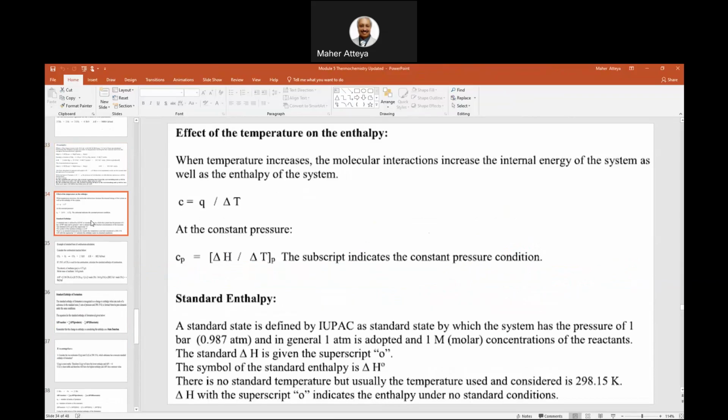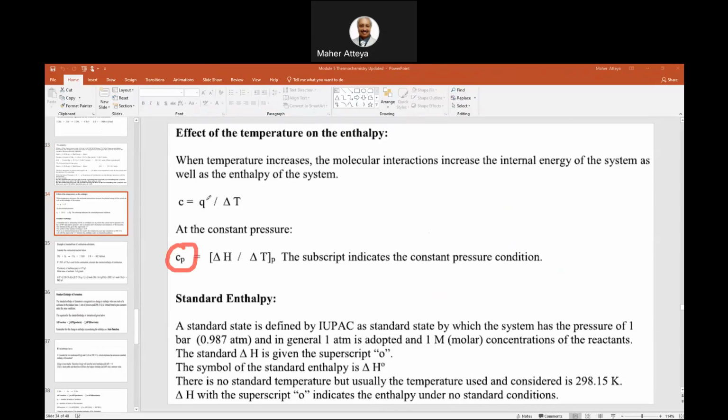Effect of temperature on enthalpy. Well, the enthalpy is related to the specific heat in two terms. You can work under constant pressure, or you can work under constant volume, either or. So for example, this one here is called specific heat at constant pressure.